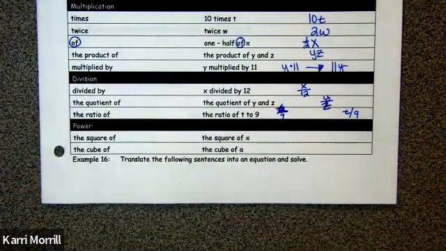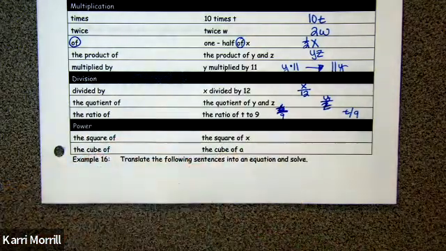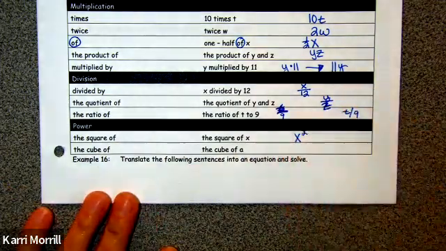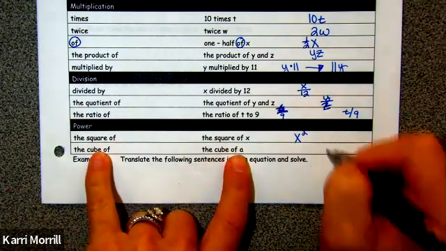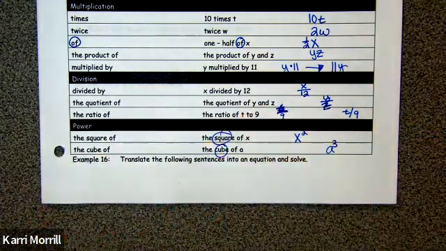And then finally, you may see some exponent words. They either say square, which means 2 is the exponent, or the power of 3, so you put 3 as the exponent. Or this one says cube. Remember, cubes are 3's as well. So the square of X, we would write X squared, X with a little exponent. And if it said the cube of A, it would be like saying A to the 3rd power. So cube means 3, square means 2.